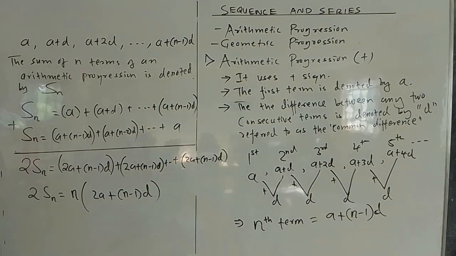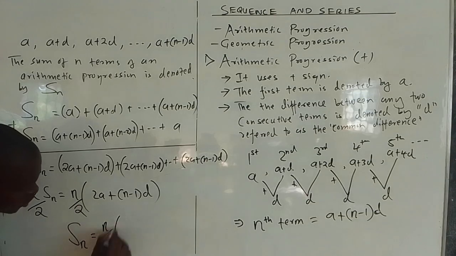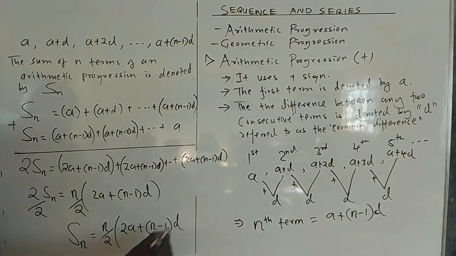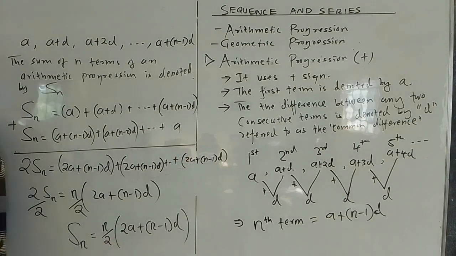Are we together? So it means for me now to get Sn, I have to divide both sides by 2. Then I get the sum of n terms of an arithmetic progression is given by n over 2 into 2a plus n minus 1 into d. Are we together? So that is how to get the sum of the n terms of an arithmetic progression, n over 2 in bracket 2a plus n minus 1 into d. Are we together there?